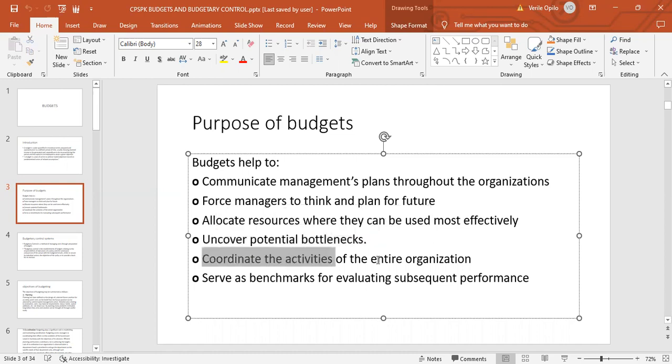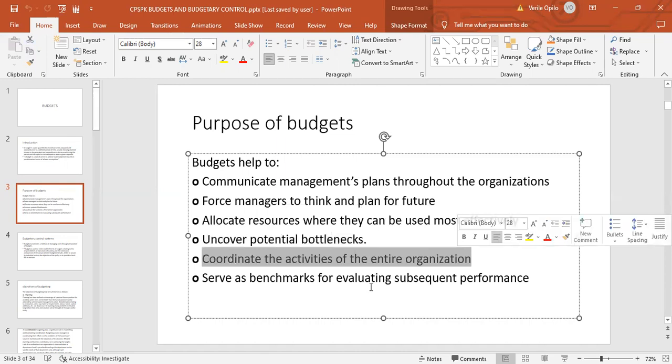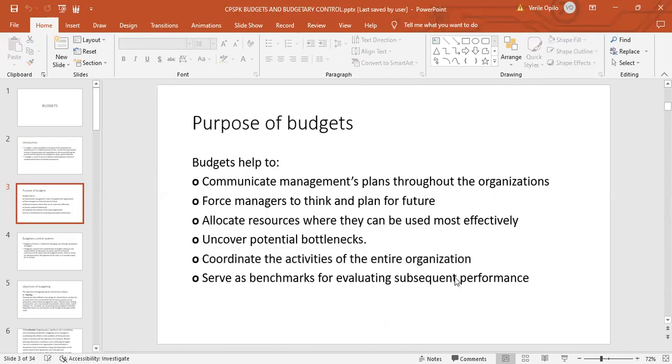Then you also have that it helps in coordinating the activities of the entire organization, because within that particular budget, you're able to identify exactly what is needed. For example, a production budget entails how many units need to be produced and what will be the cost. So this production budget tells the factory personnel, the employees in the factory, how much work you're supposed to put in.